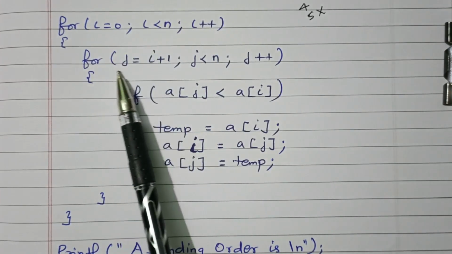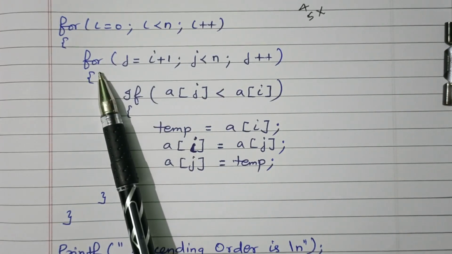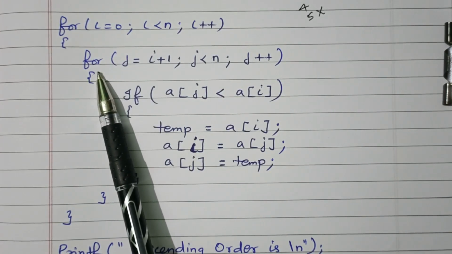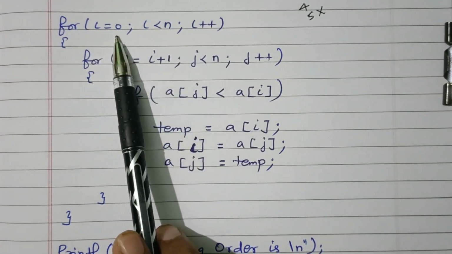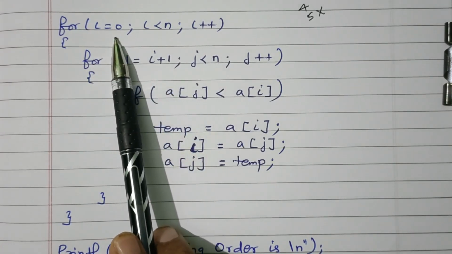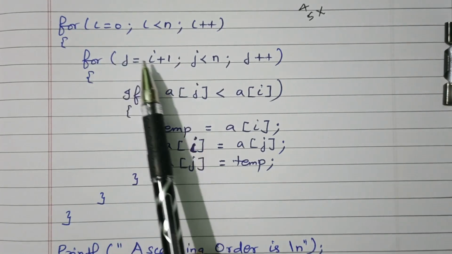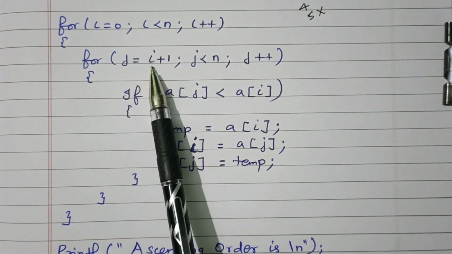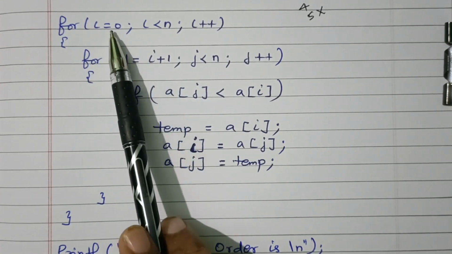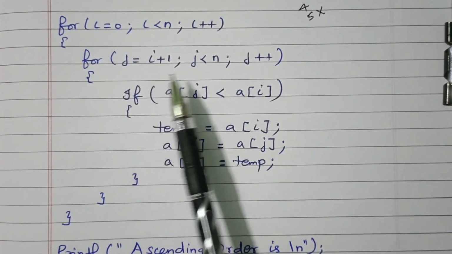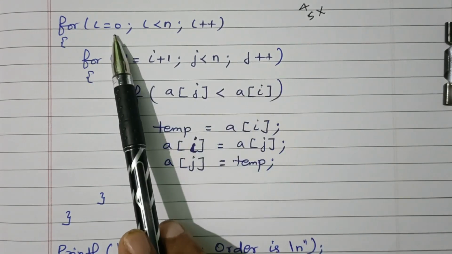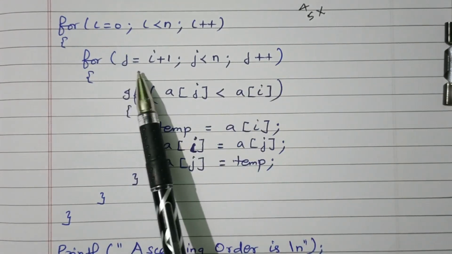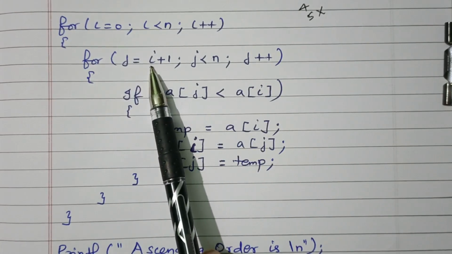Then we go to one more loop, because the first number needs to be verified with the remaining numbers, right? So j equal to i plus 1. I equal to 0 means the first number. We need to check it with the second number. So i plus 1: i equal to 0 means j will be 0 plus 1, which is 1. Right? The first number is i, and this will be the second number. J less than n, j plus plus. Right? So i equal to 0 is now the first number, and j equal to 1 is the second number.